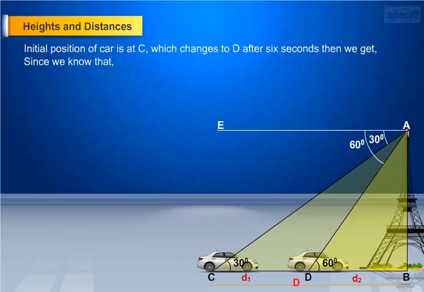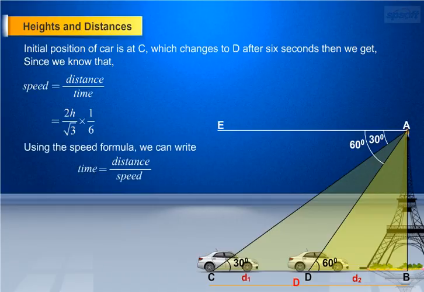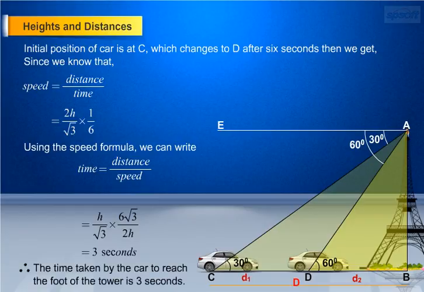Since we know that speed equals distance by time, the distance d2 equals 2h by root 3. By substituting the values, we have speed equals 2h by root 3 into 1 by 6. From the speed formula, we can write time equals distance by speed. Here, we know that the distance BD equals h by root 3. By substituting, we get h by root 3 into 6 root 3 by 2h, which equals 3 seconds. Therefore, the time taken by the car to reach the foot of the tower is 3 seconds.